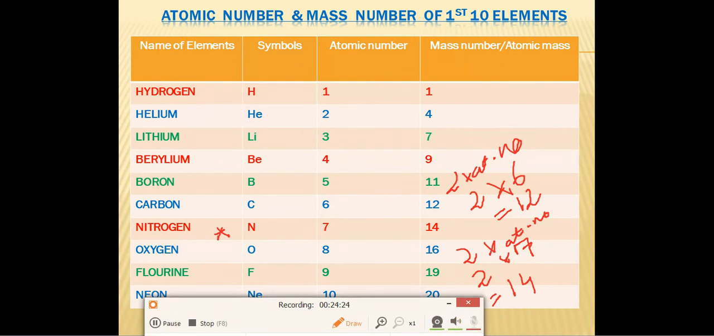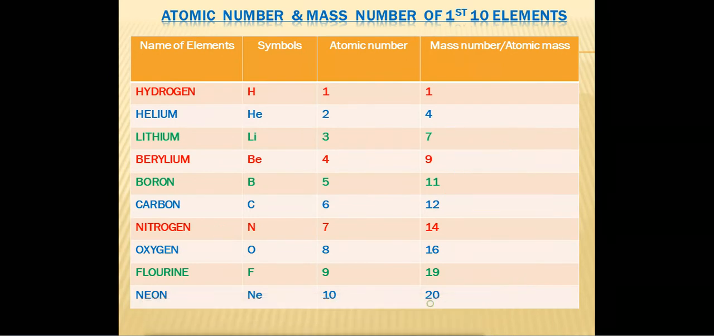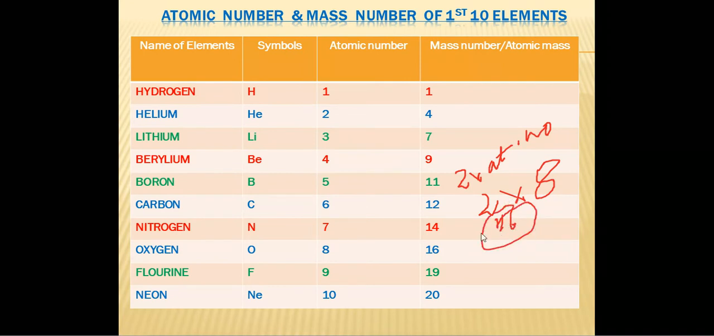Next one is our oxygen. Oxygen is having an atomic number of 8. Even atomic number. Which formula we'll use for even atomic number? 2 into atomic number, 2 into 8, how much you will get? 16. So 16 is the atomic mass or the mass number of oxygen.